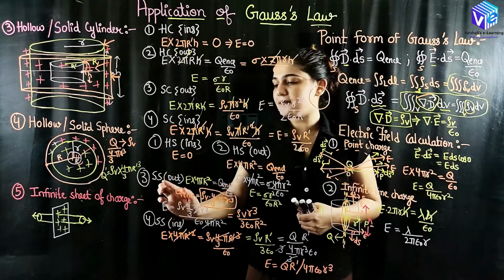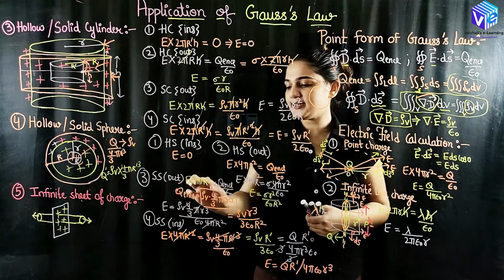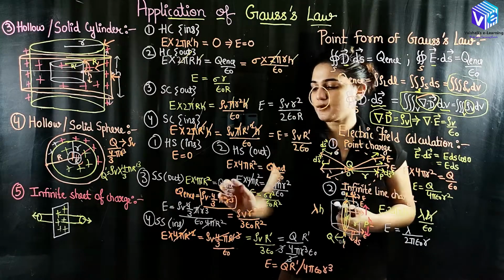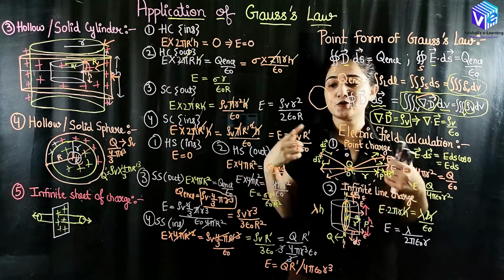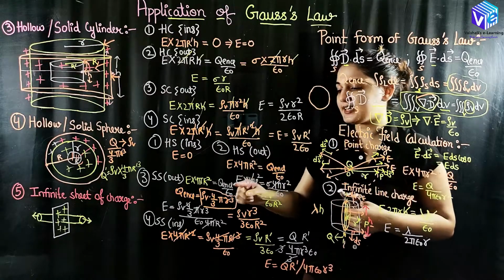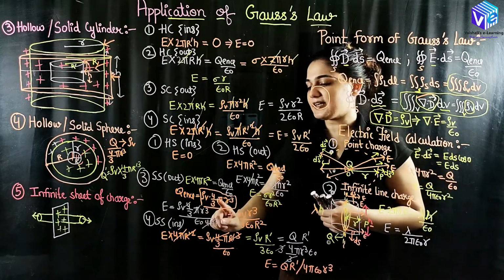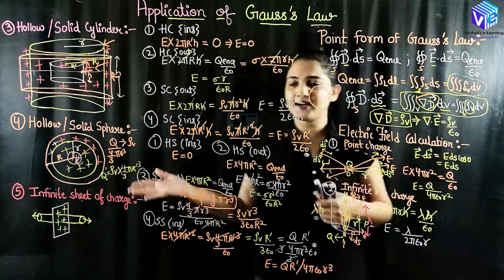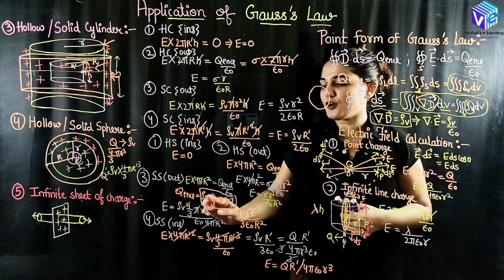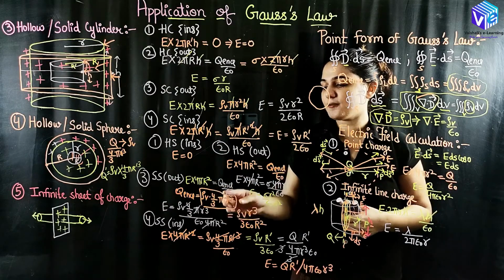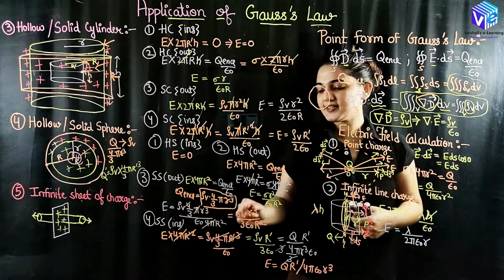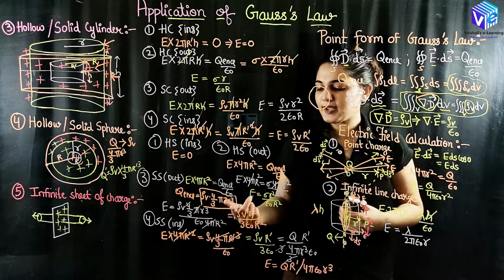In the third case, I am taking the solid sphere in the outside case. So external area will be 4 pi r square, and here I am taking the charge enclosed in terms of volume charge density. So volume charge density when multiplied with the volume of this actual sphere, because this actual sphere will be containing the overall charge, so volume charge density multiplied with 4 by 3 pi r cube will be giving me the charge enclosed. So I can replace it and I can calculate what is my electric field.